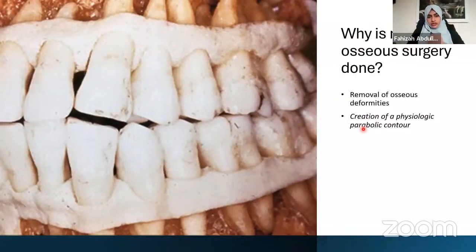Now, why is resective osseous surgery actually done? What are the objectives, and what is the rationale behind doing this? To eliminate the periodontal disease area, or remove any osseous deformities, to maintain the proper osseous contour so that the progression of the periodontal disease is eliminated. Another objective is the creation of the physiologic parabolic contour. This is a nice outline of the positive architecture, and this has to be the final outcome of what we are looking for from a resective osseous surgery.